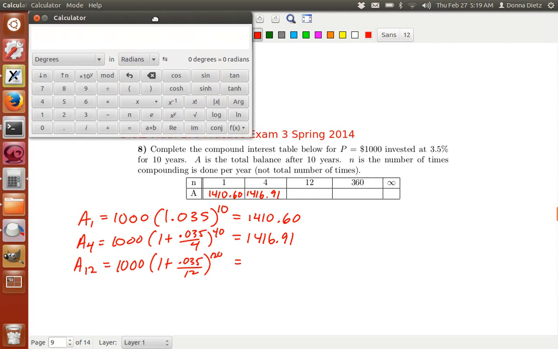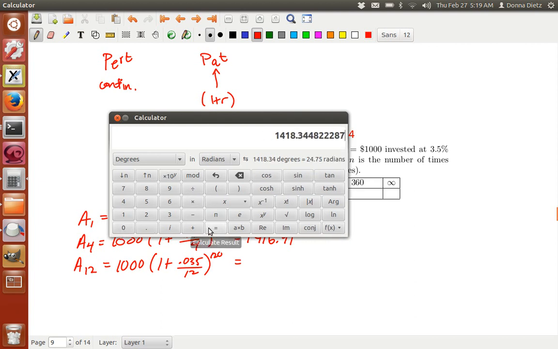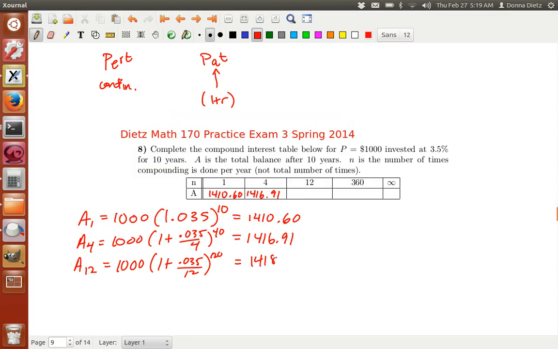Okay, so the way I would calculate this is I would say 0.035 divided by 12 equals, that's the amount of growth you're going to get, plus 1 equals, and then to the power of 120 equals, and then times 1,000 equals, and then I get 1418.34.